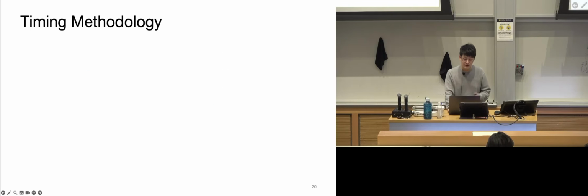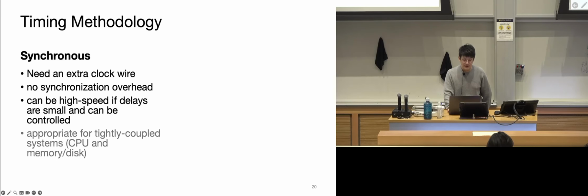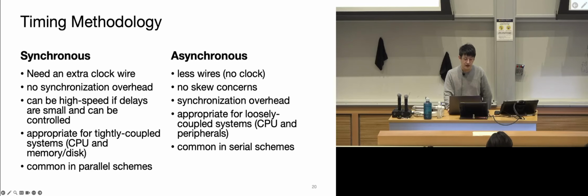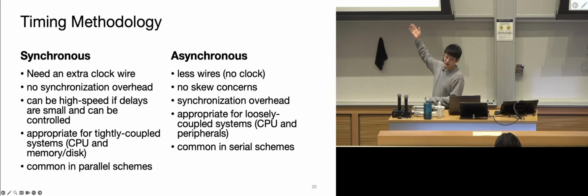Okay, so just a little bit of summary here. The synchronized ones need an extra clock, and can be high speed if the delays are small, if they're close with a connected clock. It's pretty common in the parallel scheme, but it's also doable in serial. Asynchronized: fewer wires, not much of a skew concern, and it's more common in the serial type of communication.